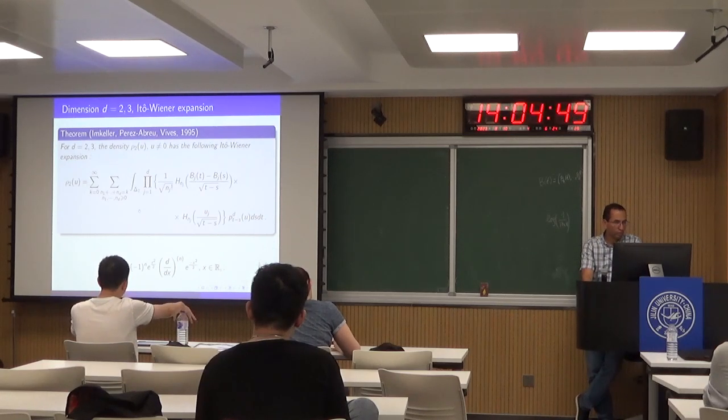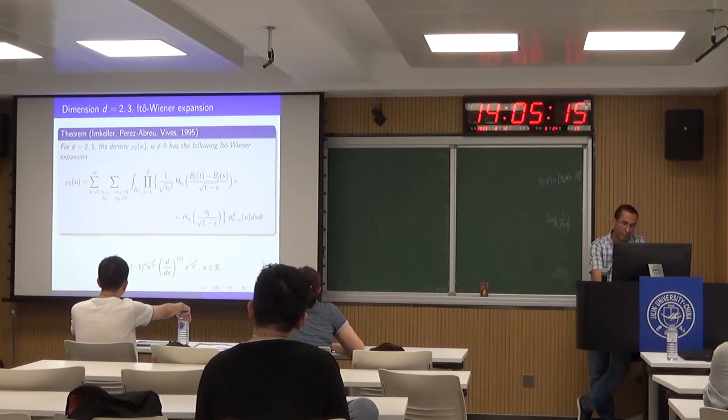So what we are going to do, this result was proved in 1995, and our aim is to just make some estimates for each term of this Itô-Wiener expansion. Okay. So we try to find some almost sure bounds for these integrals here. Just to understand in an almost sure way how these terms of the Itô-Wiener expansion behave.